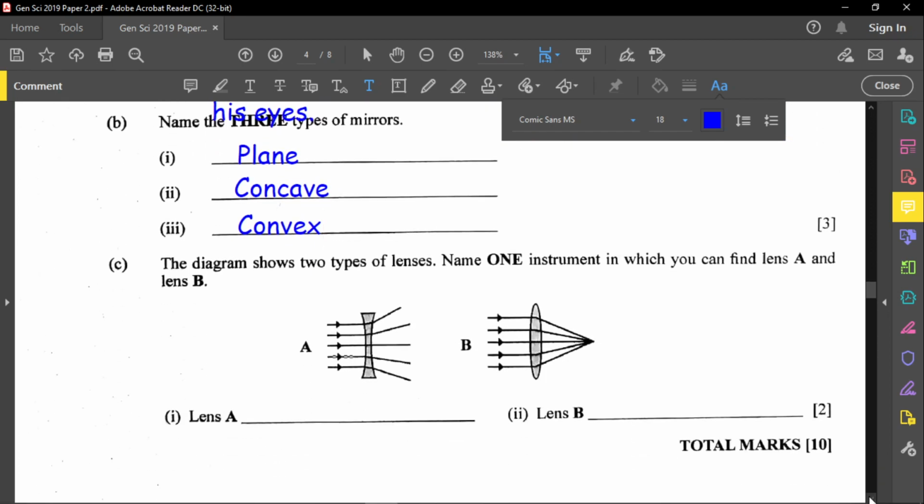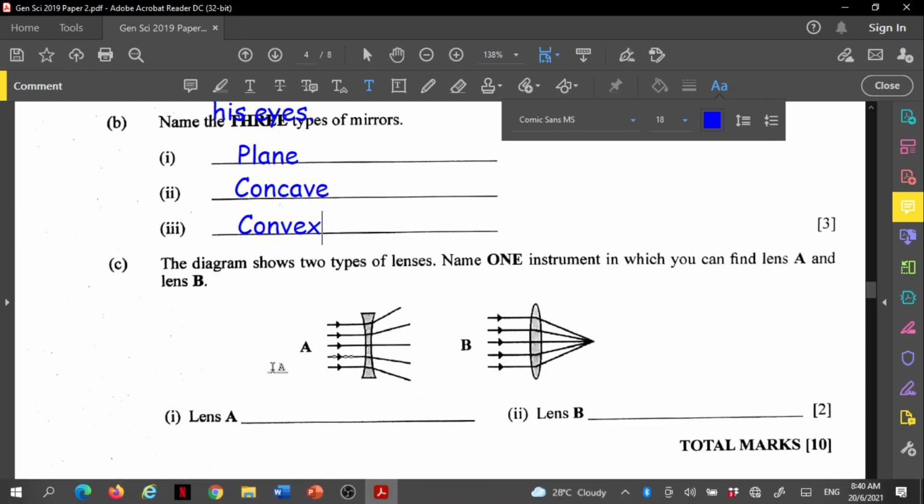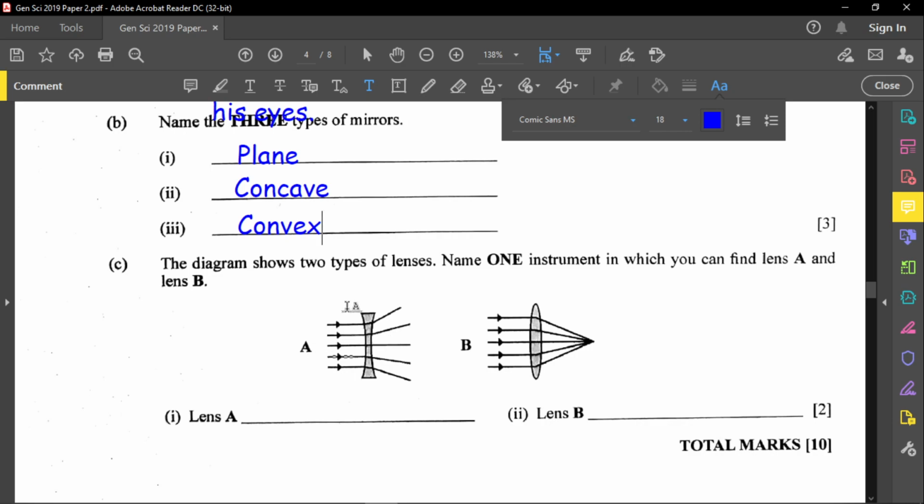For part C, it said the diagram shows 2 types of lenses. Name 1 instrument in which you can find lens A and lens B. And so lens A, just to give it a name right here, this is a concave lens. And the lens B, it is convex lens.